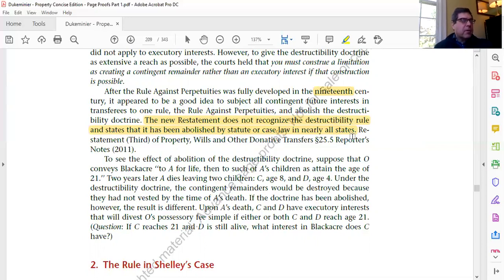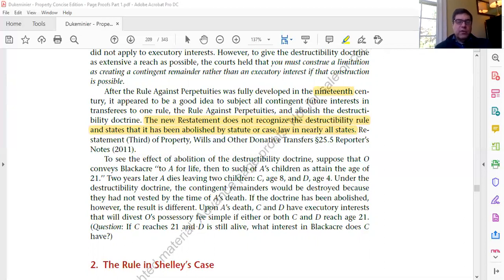So let's pull up a problem from a prior version of the textbook and think about how to apply the destructibility doctrine in light of this problem, and then think about what would happen if the destructibility doctrine no longer exists in this jurisdiction. So we're told that T dies, leaving a will that devises Blackacre to A for life, then in fee simple to B's children who survive B.